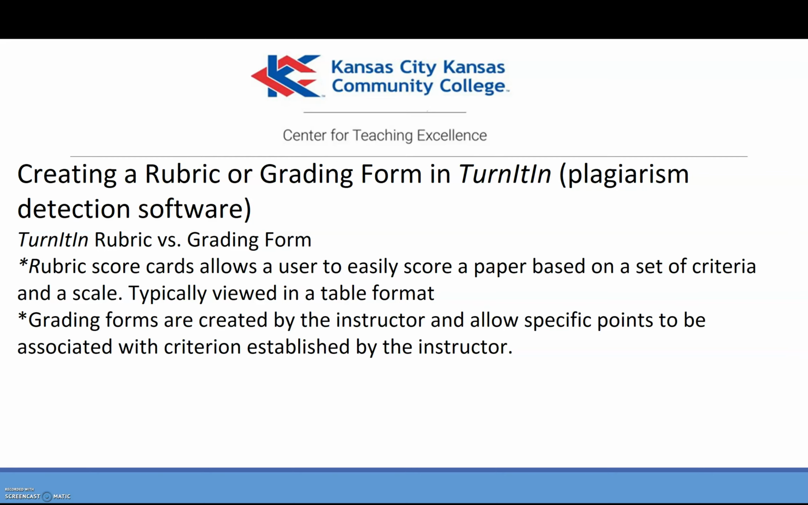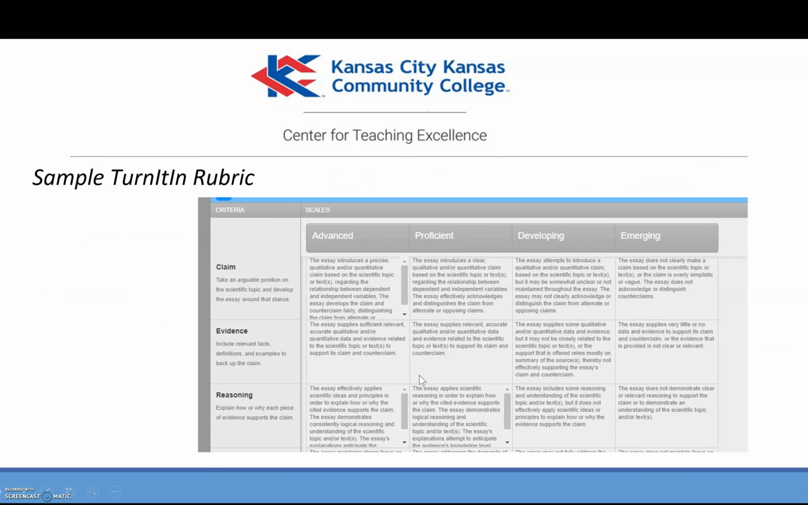A rubric is a scorecard that allows a user to easily score paper based on a set of criteria and a scale. It's typically viewed in a table format. And a grading form is another option that is created by the instructor and allows specific points to be associated with criterion established by the instructor. So I'm going to show you some of the options.